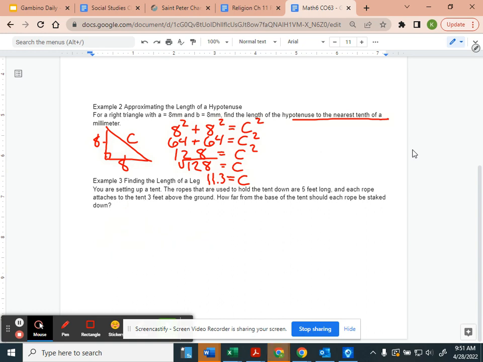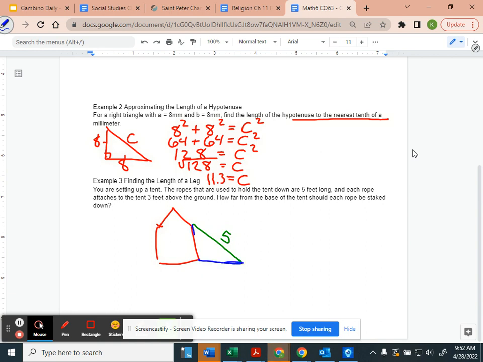Here, let me use different colors so we can see it. Here's my tent. I have a rope holding the tent down here, and that's 5 feet long. Wait, let me see what their tent was. Their tent was a square tent. That's how the difference is. So their tent looks kind of like a house, and they have a rope holding the tent down. That rope is 5 feet long. We have the ground.